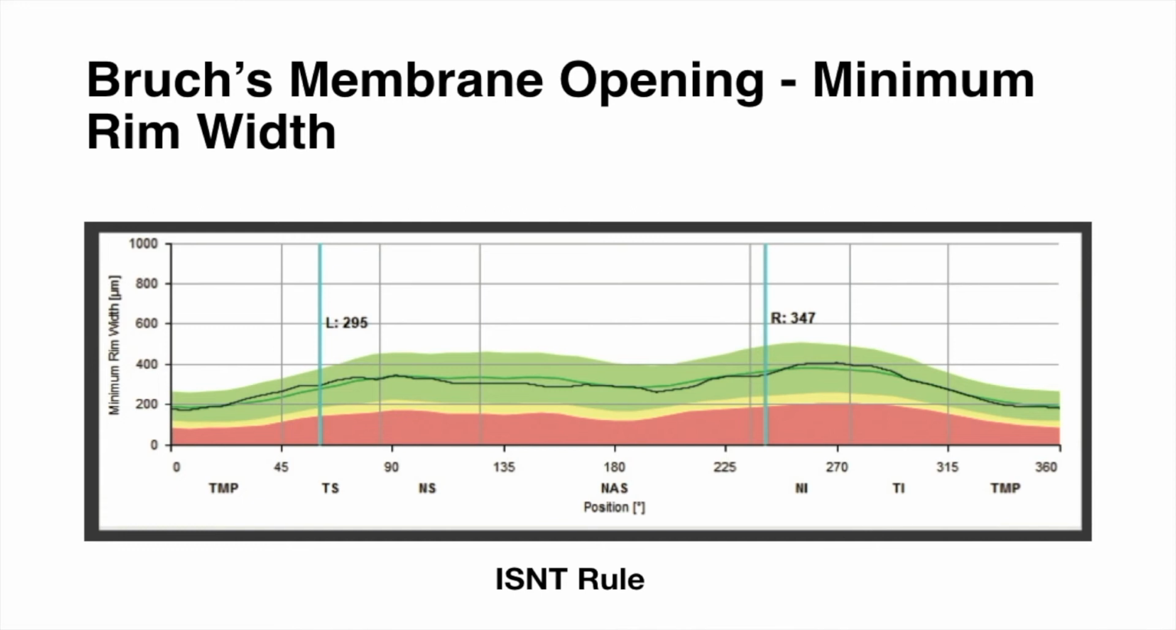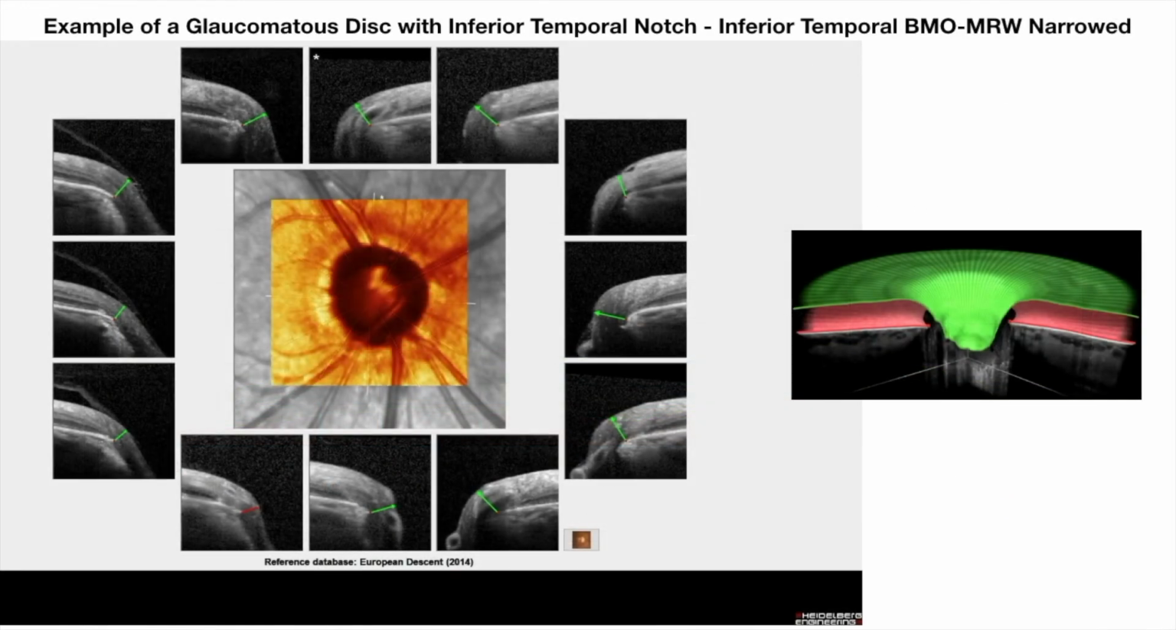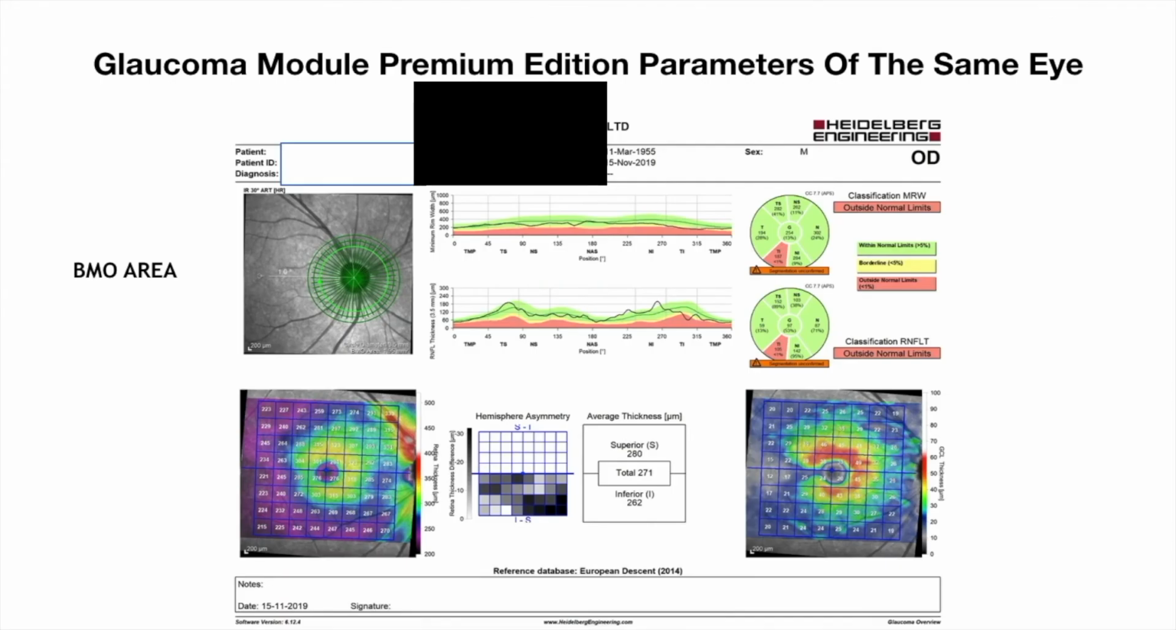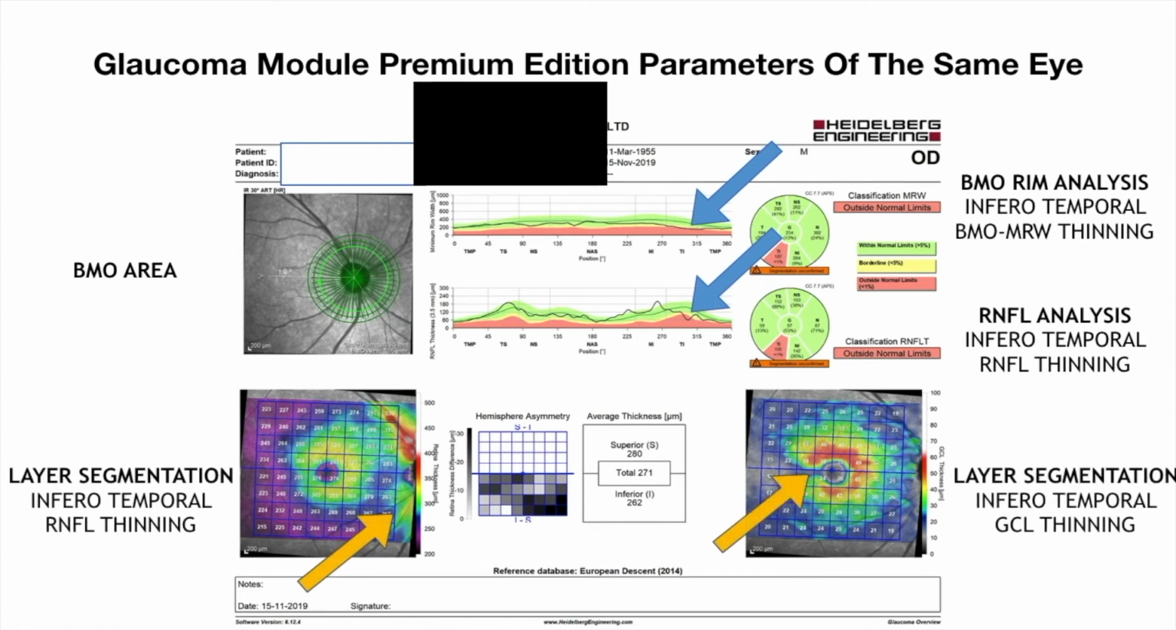Let us see a glaucomatous disc with an inferior temporal notch. The inferior temporal BMO-MRW is constricted and depicted by the red arrow. BMO rim analysis and RNFL analysis show thinning in the inferior temporal quadrant. Segmentation scans also reveal an inferior RNFL defect with a corresponding inferior ganglion cell layer defect.